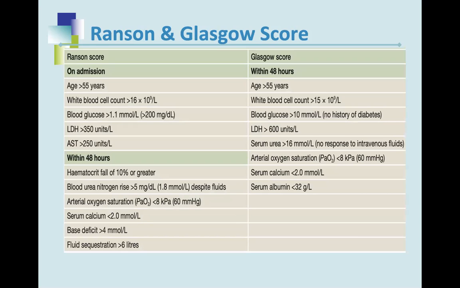So age, which we come to know in history taking, and then the WBC count, blood glucose, LDH, AST, and then there are blood urea, sugar, and serum calcium level. Now, if it is more than the normal value, you give a score of 1. So if the score is 3 or more, it means that the patient is in severe pancreatitis and moving towards severity.